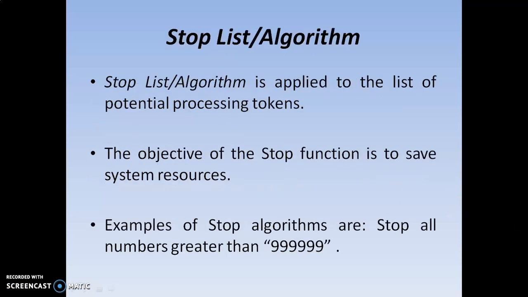Coming to the stop list algorithm, it is used to search the entire document based on certain conditions and certain criteria. So this is some part of the information retrieval system. In the coming videos we will discuss the other contents of the information retrieval system.